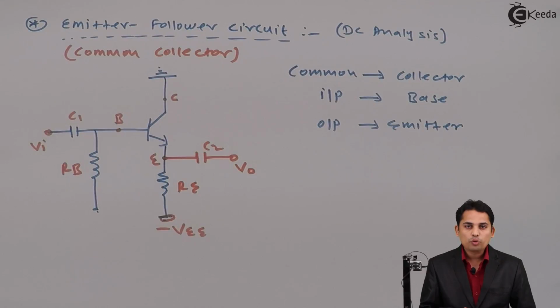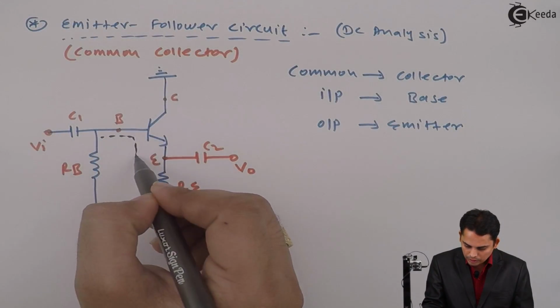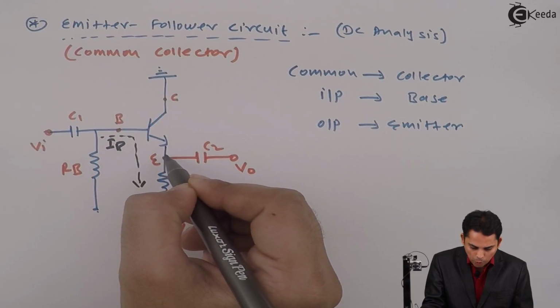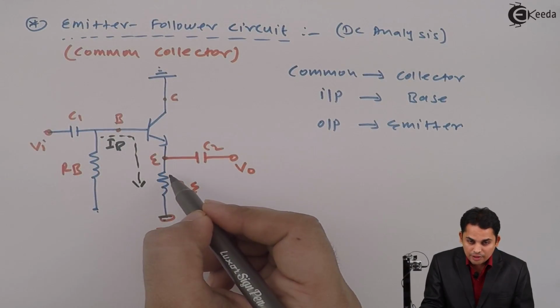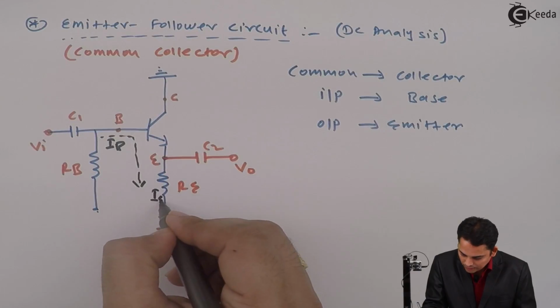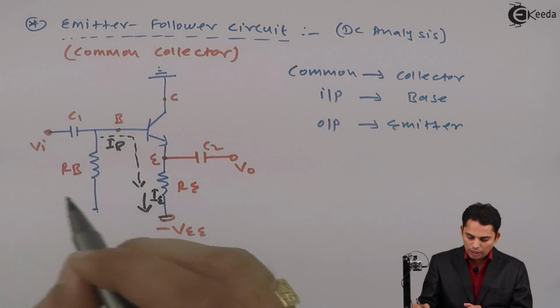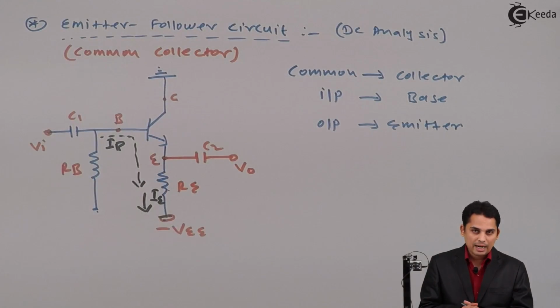Step one is to find the base current IB, for which we will apply KVL to the input. Whenever we are applying KVL to the input, the current flowing through this loop will be IB. At this point, there will be addition of the currents from base and emitter, and hence the current from here is called IE. Whenever current is flowing from the base, it is called base current IB, whereas current flowing from the emitter is called emitter current IE. Now apply KVL to the input, starting from here.